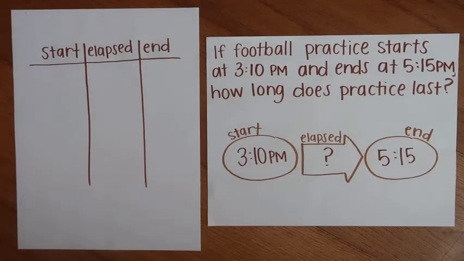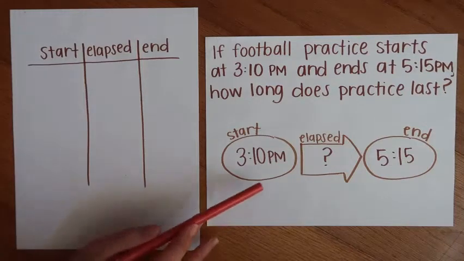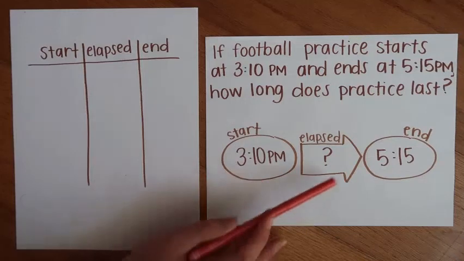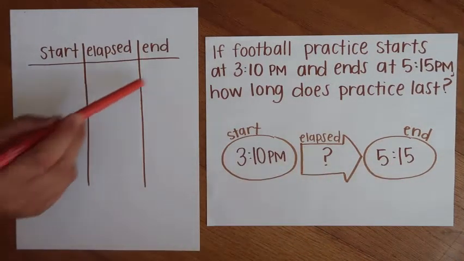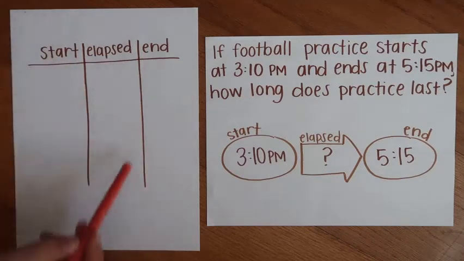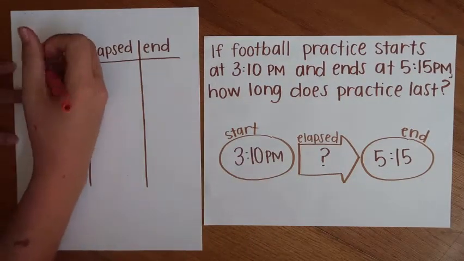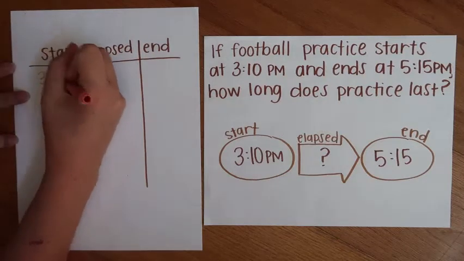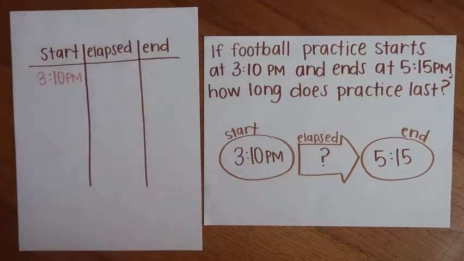All right, we're going to move on to the second problem here. It says if football practice starts at 3:10 p.m. and ends at 5:15 p.m., how long does practice last? Start time of 3:10. We don't know the elapsed time, but we do know the end time. Again, the only reason that this method is going to work nicely is because I have a start time, because that's what's going to get me started on this chart. So 3:10 p.m.